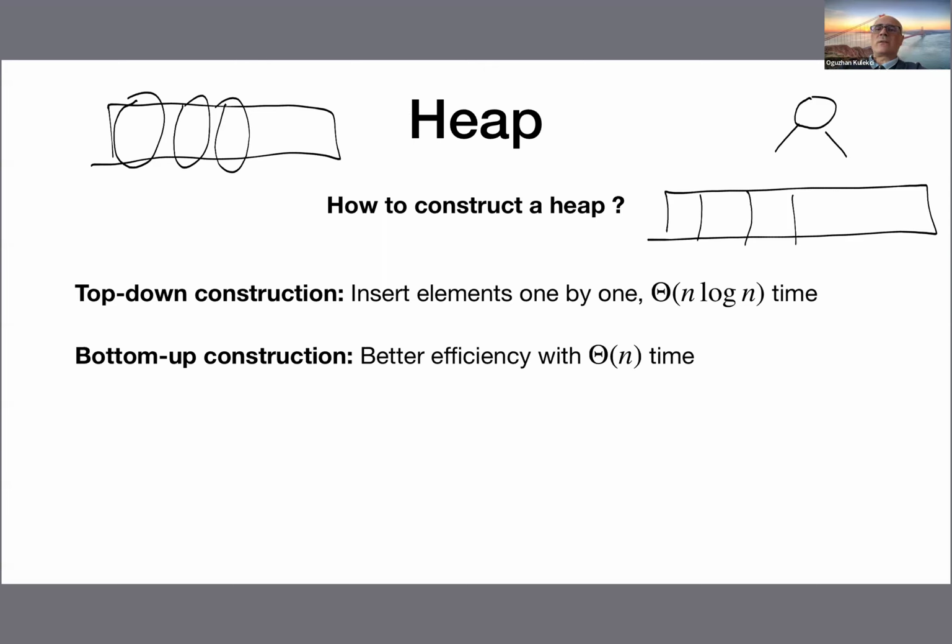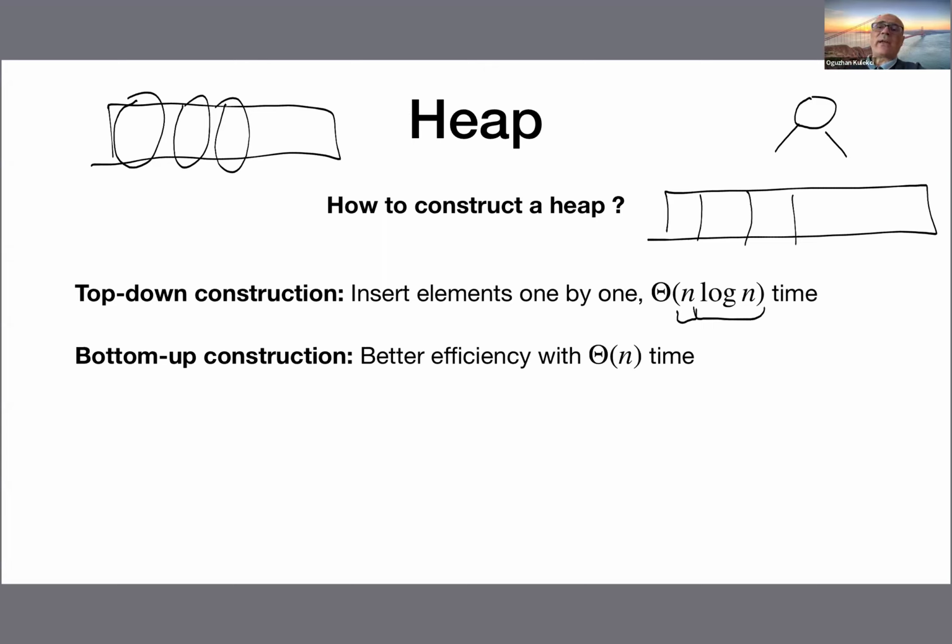The not so good part in this construction is that whenever you insert a new element, you may need to have some up heap bubblings, and that may cost you log n. Since you will be making n insertions, in the worst case, that will be an n log n time operation. That means from a given array, I can create a heap in n log n time. Trivial, that's a top-down construction. I will insert every element one by one.